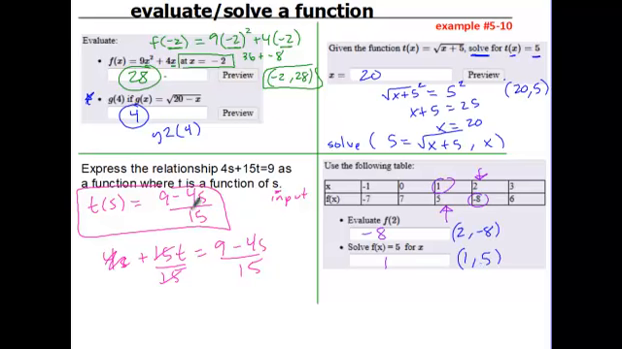And if we were finding an ordered pair for just the expression itself, an input of s gives you an output of 9 minus 4s over 15. So that would be the ordered pair. You can still express all of these answers as ordered pairs.